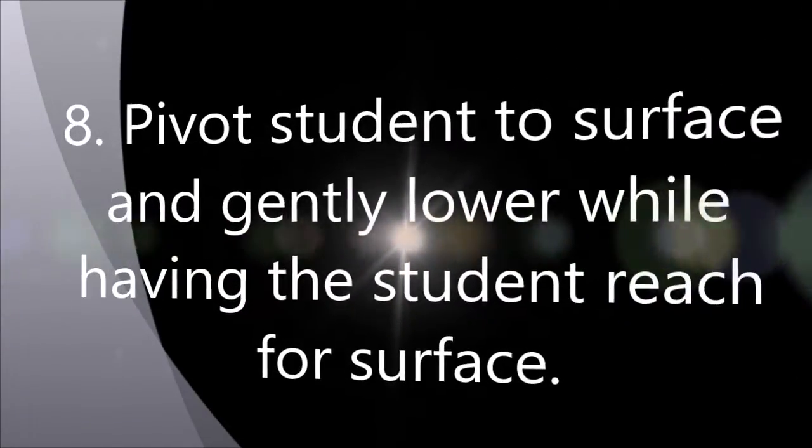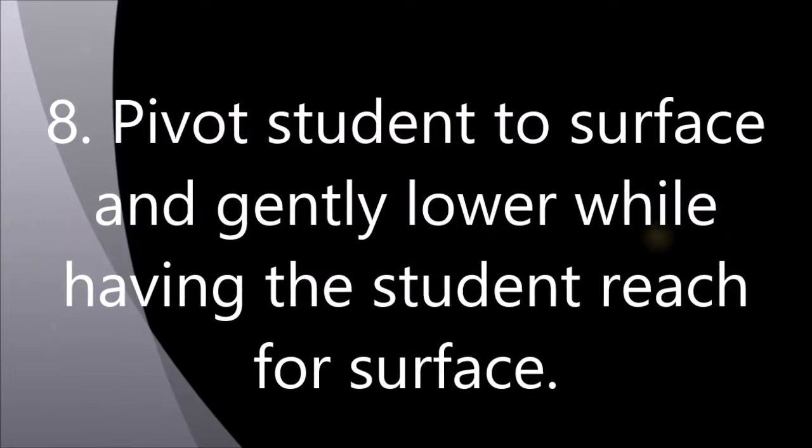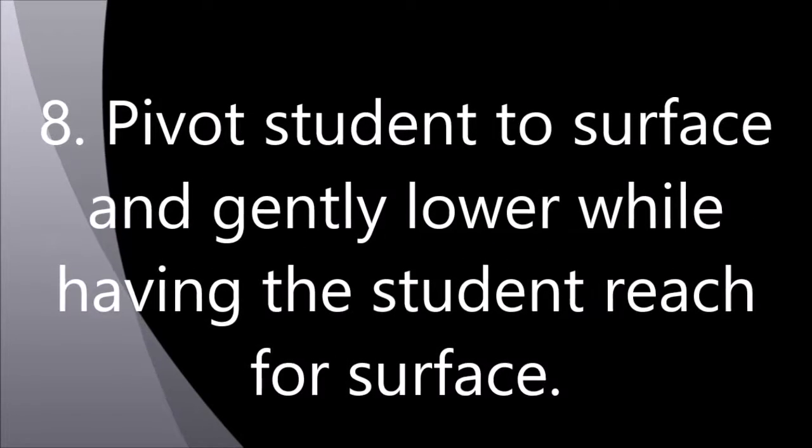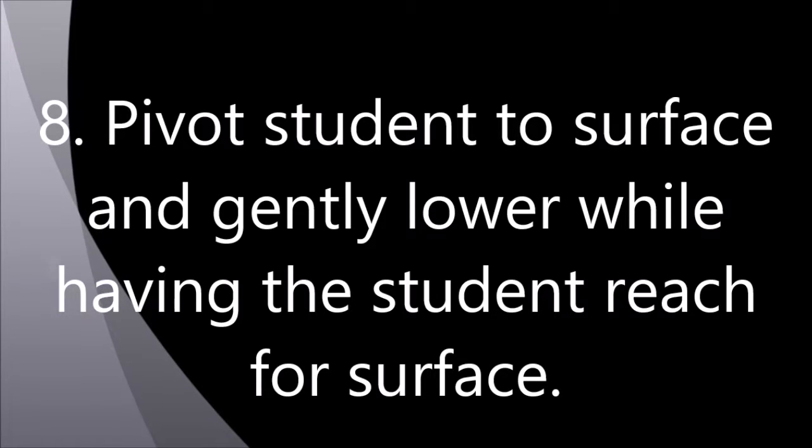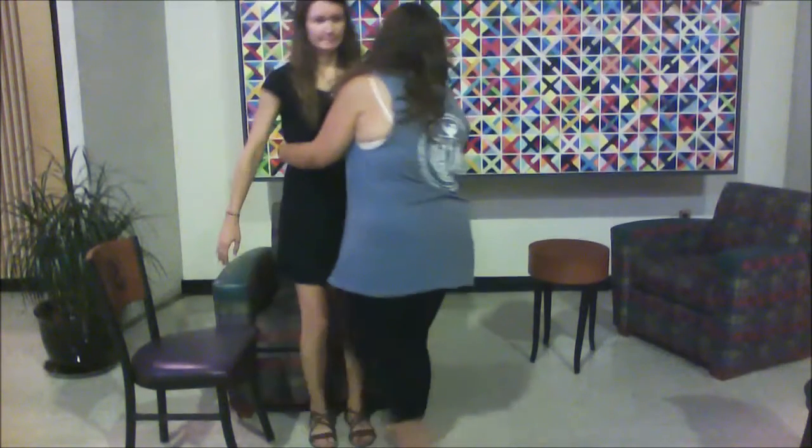After the student is in a stable, standing position, pivot them to the other surface. While holding onto the student or gait belt, have them reach for the surface and gently lower them onto it. Adjust the student as needed or as they direct you to. All right, now grab onto the arms of the chair.